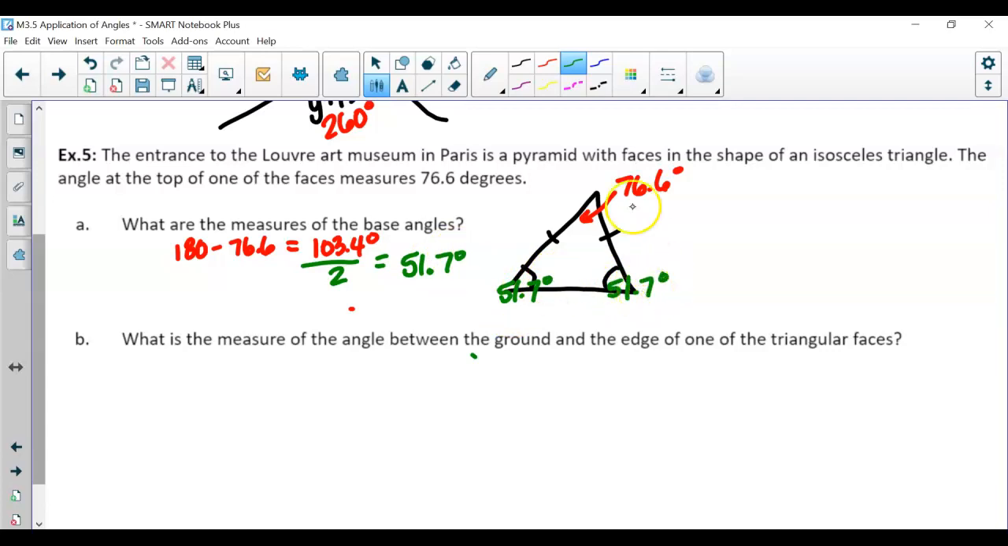Then how can we check? Well, if you add all three angles up, they should add up to 180 degrees. So the base angles were 51.7 degrees.